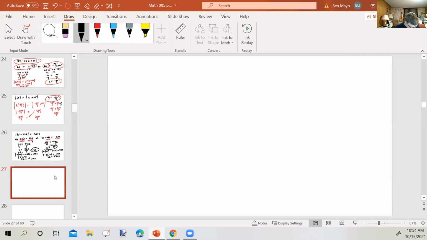Let's see here. The absolute value of 3x over 5 plus x over 2 equals 6/5. Now, what I can do before I split it up into two separate equations to make it easier, I can take what's inside the absolute value bars and simplify it down to a single fraction. So let's deal with that.